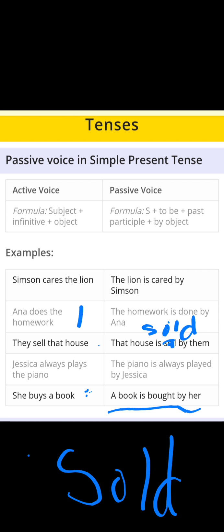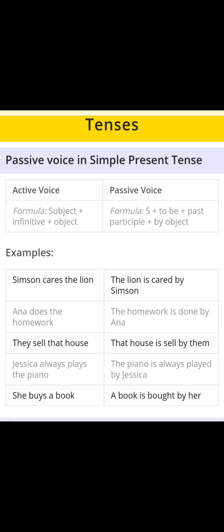S-O-L-D, sold. They sell that house. That house is sold by them. You can save these sentences and make sentences on your own to practice.